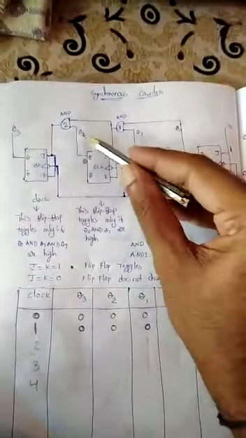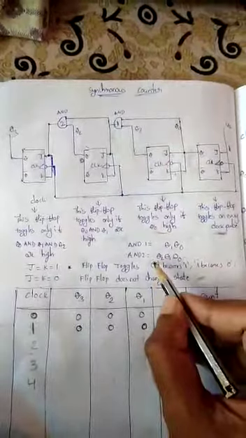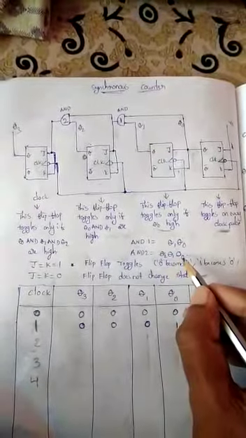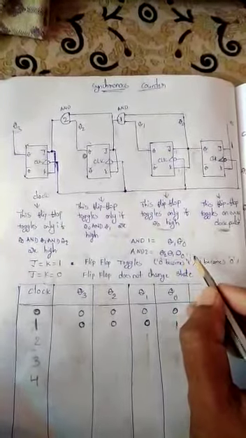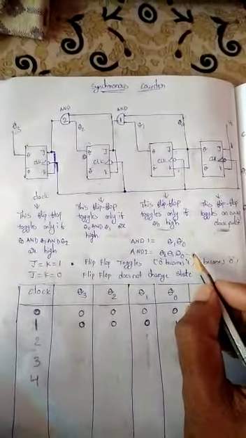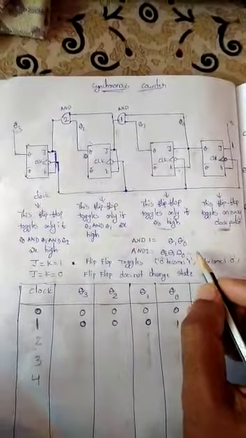AND gate 2 is the product of Q2, Q1 and Q0. These are the previous outputs of the flip-flops.